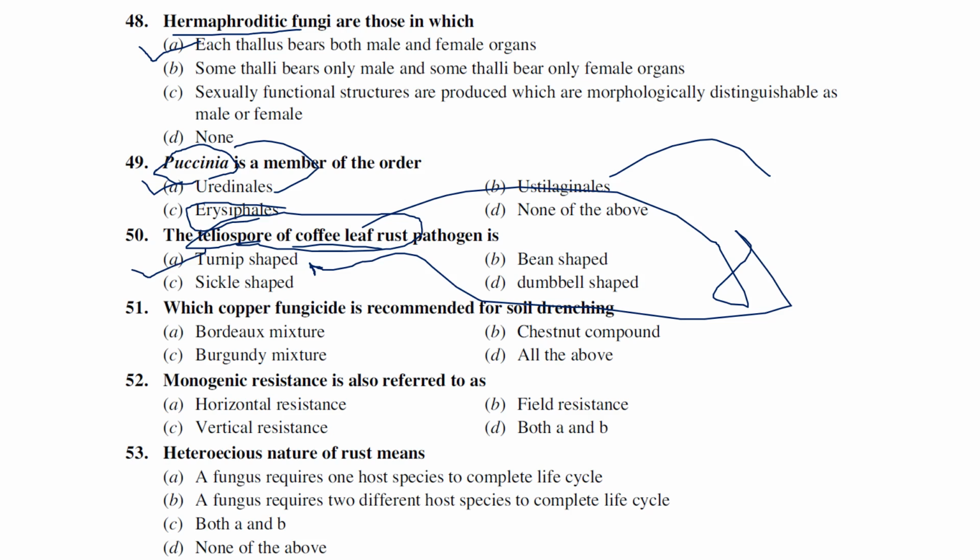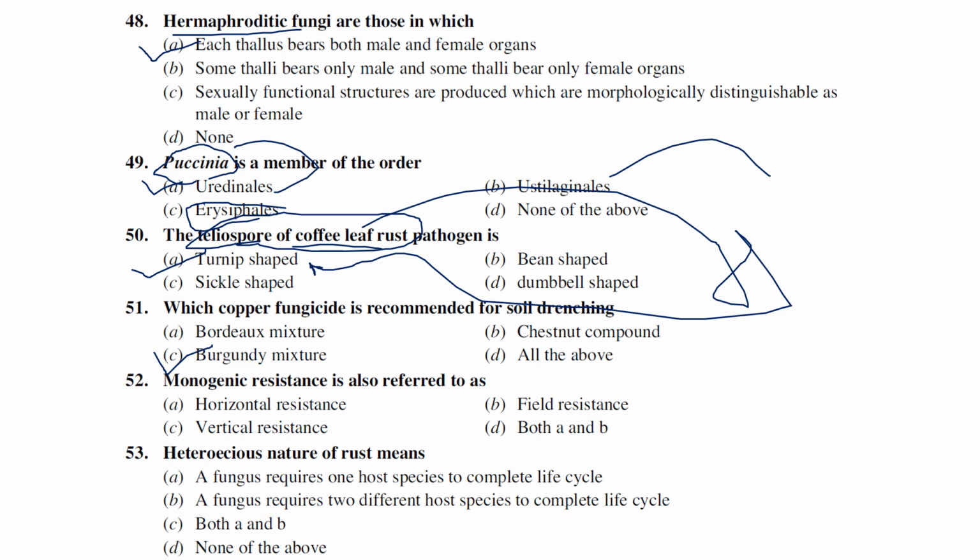Next one, which copper fungicide is recommended for soil drenching? Bordeaux mixture, chestnut compound, Burgundy mixture, all the above. So generally, Burgundy mixture is recommended for soil drenching. I have no idea whether chestnut compound or other things will be recommended, but Burgundy mixture is generally recommended for soil drenching.